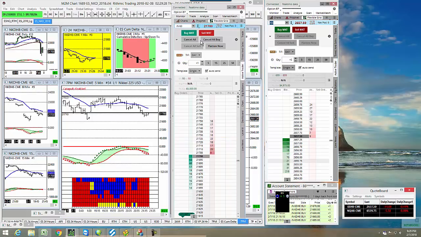Last little entry, get flat 5K. I'm good with that. Hit cancel. See, there's the green delta. Don't want to be short. Right. And in hindsight, the market does bounce pretty hard.